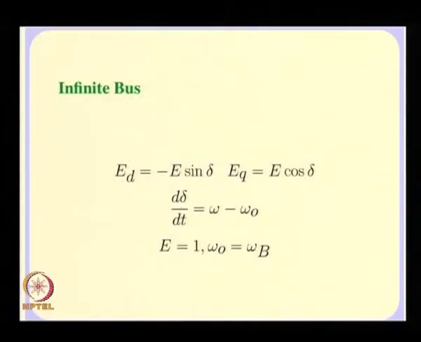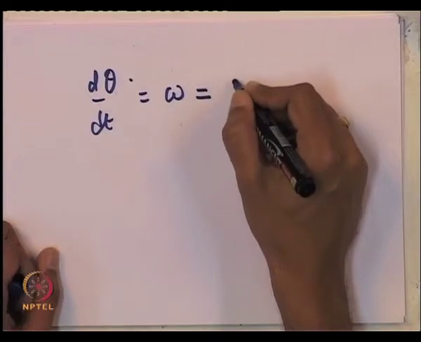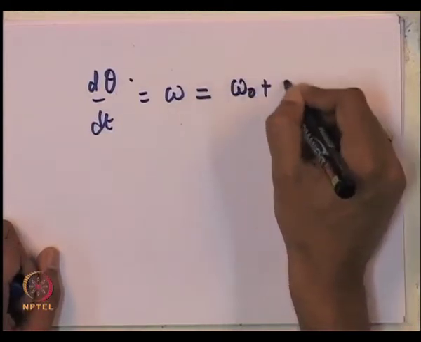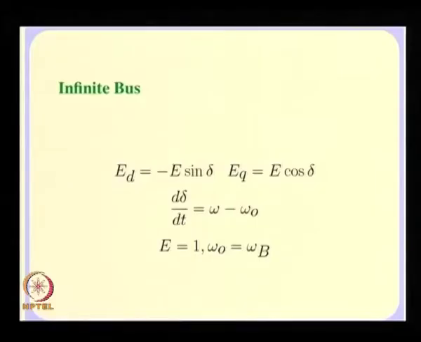Now, if that is the case, E_d will be minus E sin delta. This is something we have defined before. It is just obtained by applying the dq transformation to E_a, E_b and E_c. By differentiating theta, d theta by dt is nothing but the instantaneous speed of the machine, which is omega naught plus d delta by dt, and that is how I get d delta by dt is equal to omega minus omega naught. Let us assume that E is equal to 1 and the frequency of the infinite bus is equal to the base frequency. This will simplify our analysis.